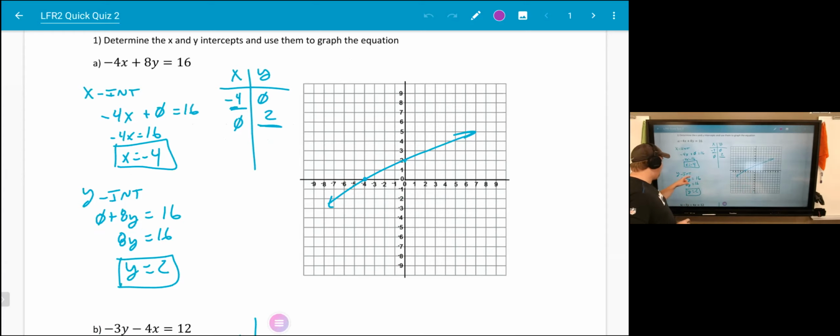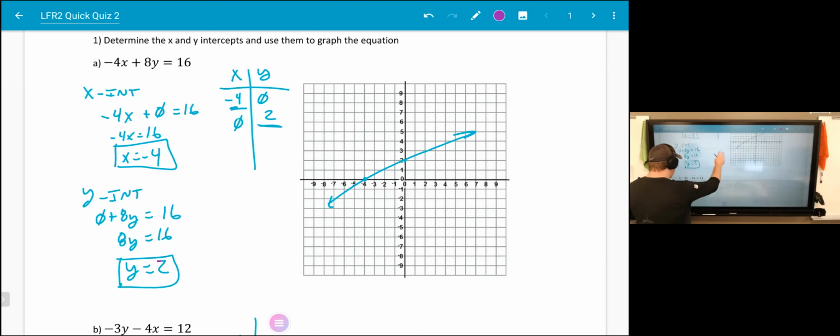Y-intercept, you set x equal to 0, solve for y. So you get 8y equals 16. Divide both sides by 8, and you get y equals 2. Right? When x is 0, y is 2. Don't make the mistake of putting negative 4, 2 as a point. That is not the solution. You've got two different intercepts. Use them to graph the equation. Notice I've drawn the line through and put arrows at the end.